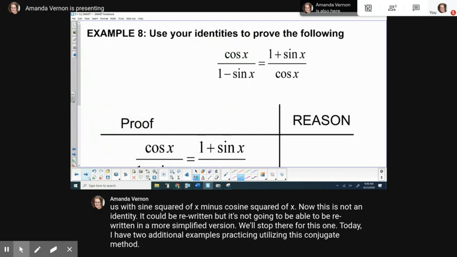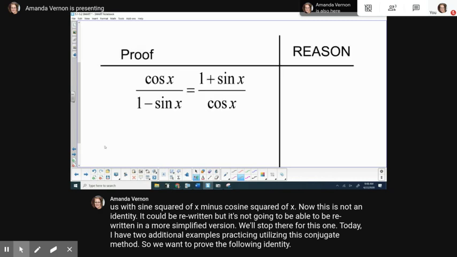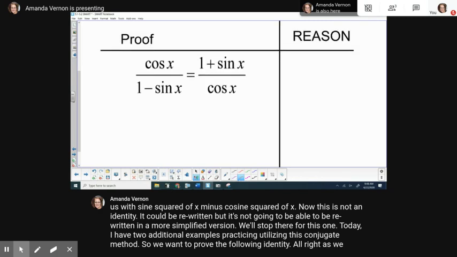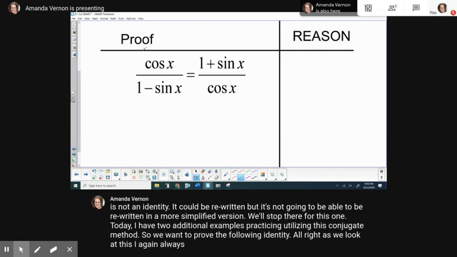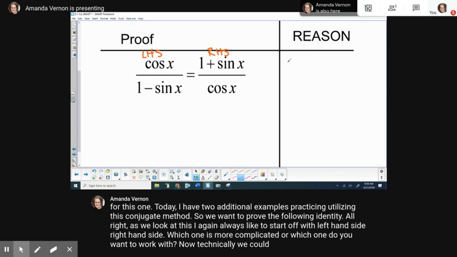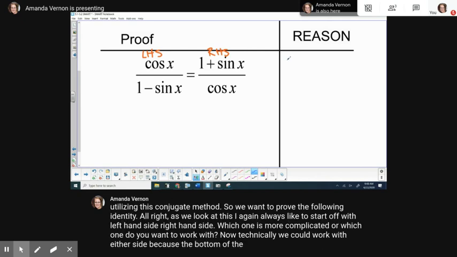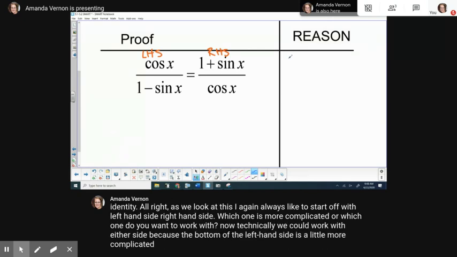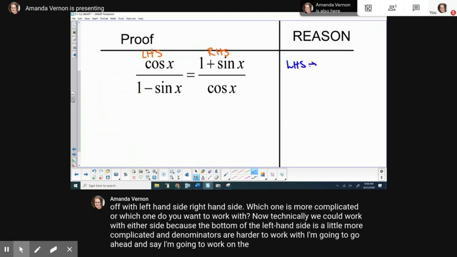So we want to prove the following identity. All right. As we look at this, I, again, always like to start off with left-hand side, right-hand side. Which one is more complicated, or which one do you want to work with? Now, technically, we could work with either side. Because the bottom of the left-hand side is a little more complicated and denominators are harder to work with, I'm going to go ahead and say I'm going to work on the left-hand side first.